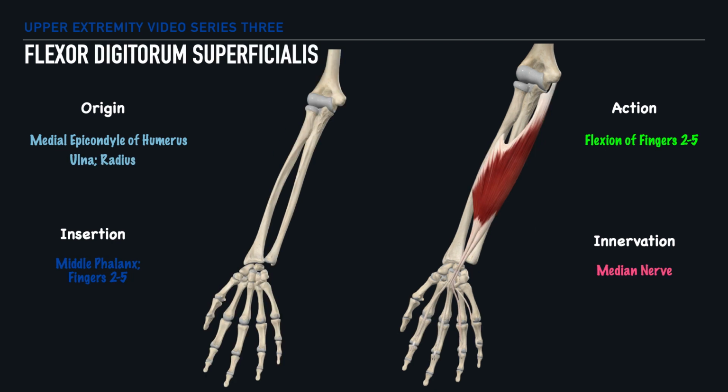Next up, we have the Extensor Digitorum Superficialis muscle. This muscle originates on the medial epicondyle of the humerus, a portion of the ulna, and the anterior border of the radius, and it inserts on the middle phalanx of fingers 2 through 5. And as its name suggests, it performs flexion of fingers 2 through 5. And last but certainly not least, it is innervated by the median nerve.